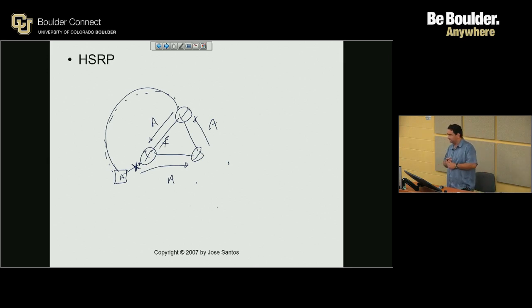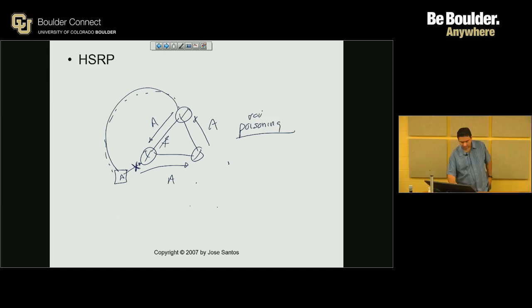Okay? So how do we fix this? Here's where route poisoning comes into the picture. What is route poisoning? If my network goes down, what will this guy do? He changes colors.